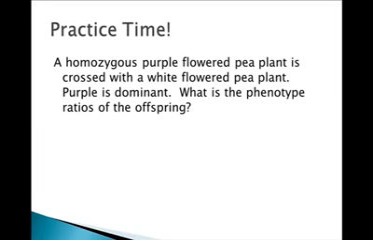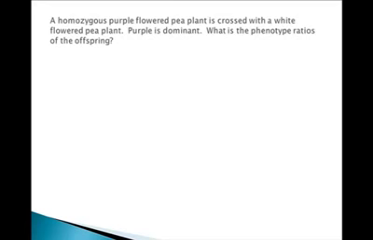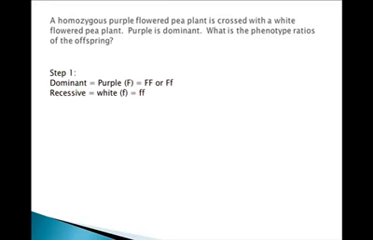A homozygous purple pea plant is crossed with a white flowered pea plant. Purple is dominant. What are the phenotype ratios of the offspring? And just as a reminder, you always use the same letter, capital and lowercase, for the traits. You can't use P and W. You have to use P and p or F and f. It's up to you. So let's try it. Step 1, dominant is purple, recessive is white, and we've assigned F as the letter.